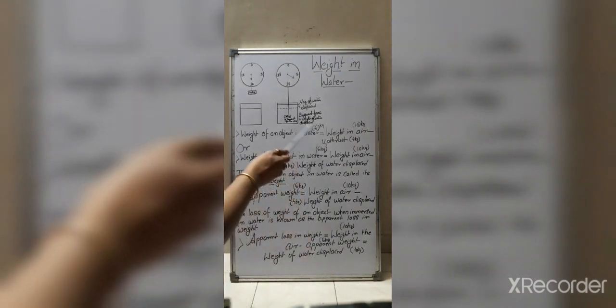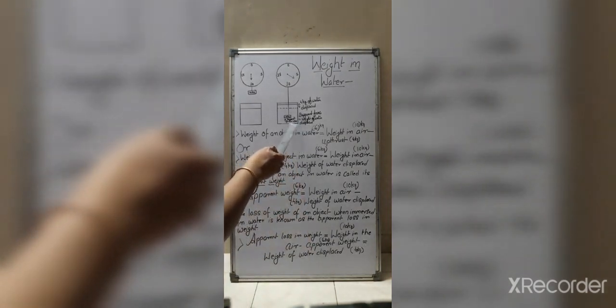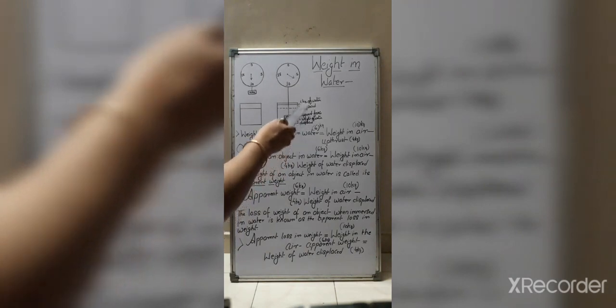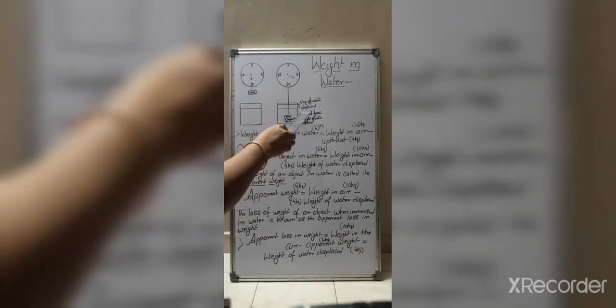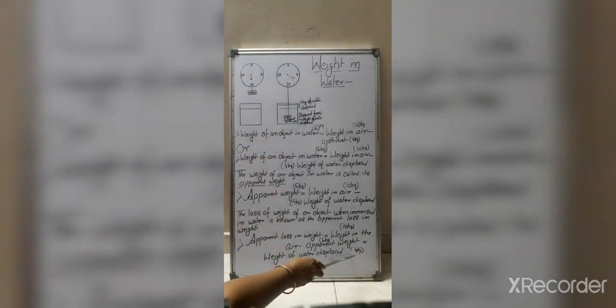So apparent loss in weight is equal to weight in air minus apparent weight. So weight in air is 10 kg and apparent weight is equal to 6 kg. So that is equal to weight of water displaced, that is again 4 kg, because buoyant force and weight of water displaced are the same, that is equal to 4 kg. I hope you understood about weight in water.